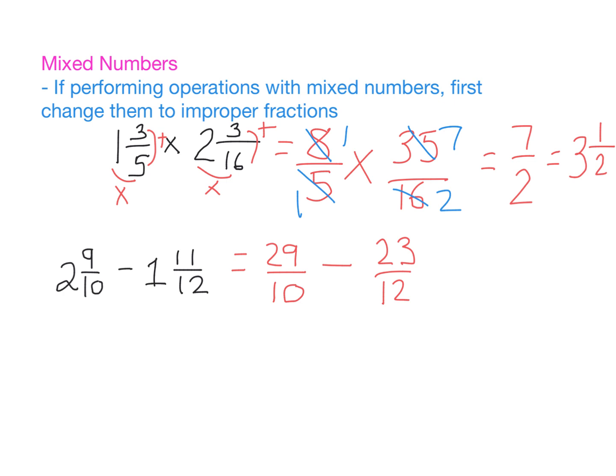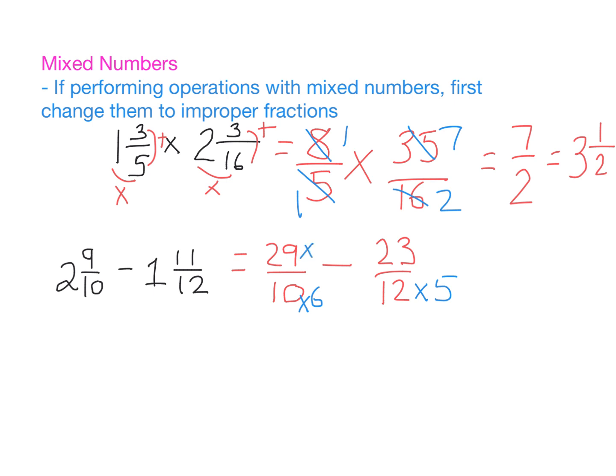So the lowest common multiple, the lowest number divisible by 10 that's also divisible by 12, if you don't know, go up multiples of 12. 12, not divisible by 10. 24, 36, 48, all not divisible by 10, but 60 is. The lowest common multiple of 10 and 12 is 60. So I'm going to multiply this by 6 to make its denominator 60. I'm going to multiply this by 5 to make its denominator 60.